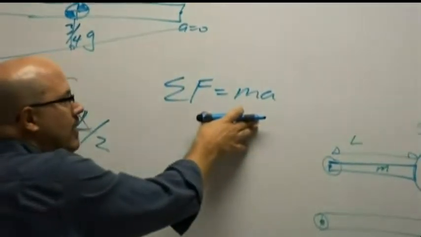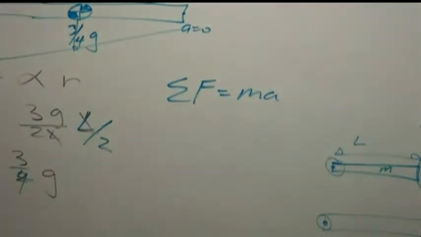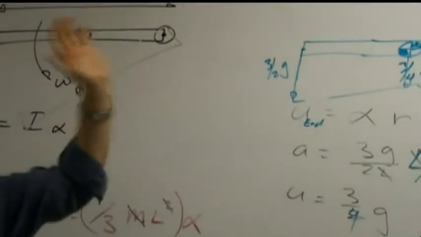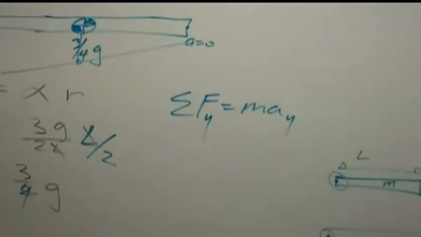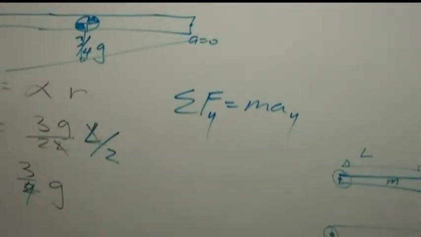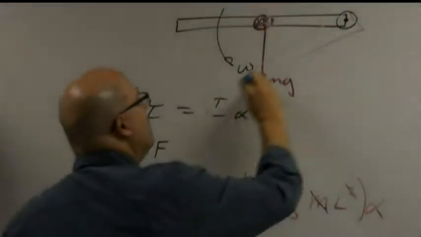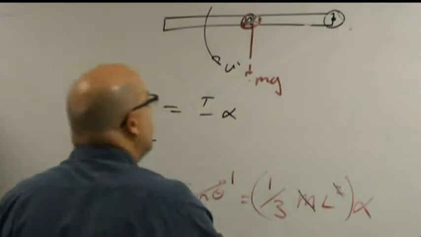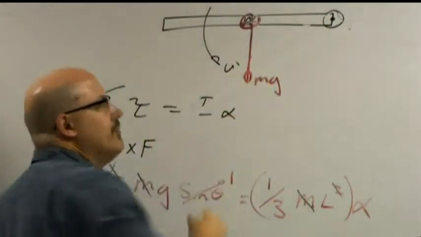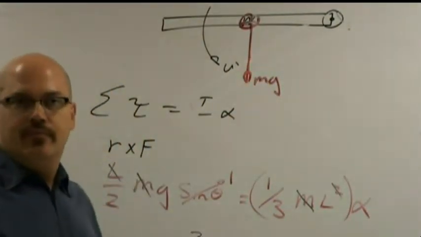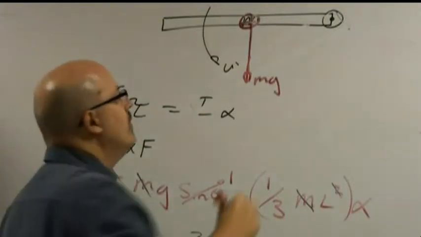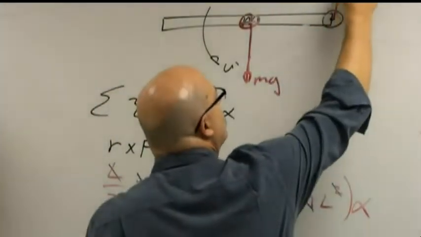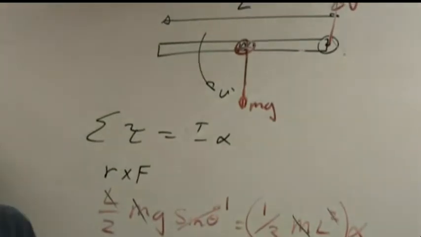Okay, so let's look at this from F equals ma. At this instant, when we're horizontal, there's no x motion, so all we have is y motion. What are all the forces acting on this thing in this position? We've got gravity, and what else? The vertical force V at the pivot. Is V equal to mg?